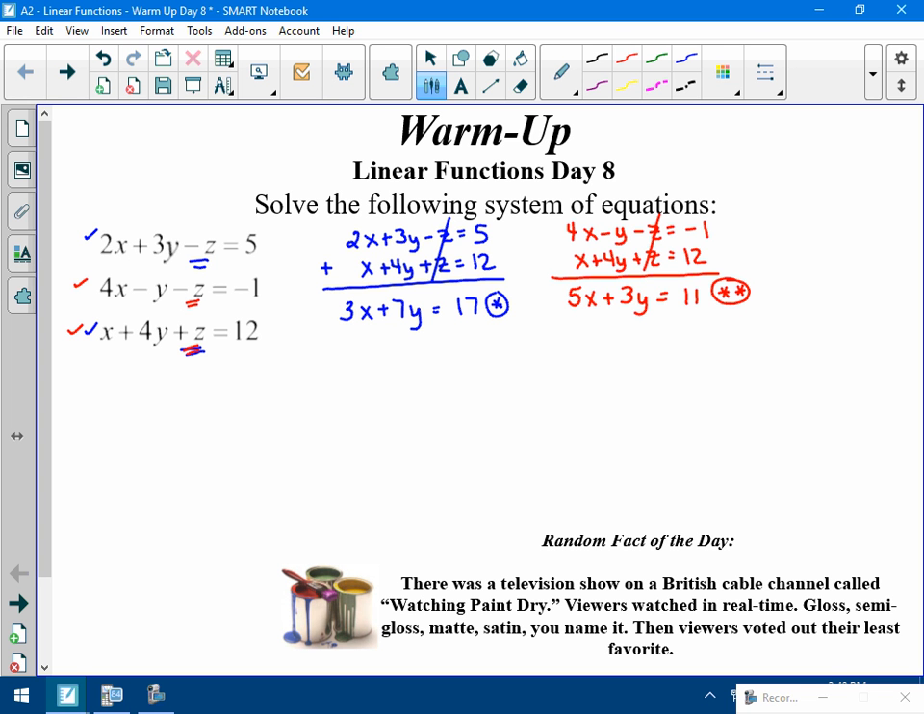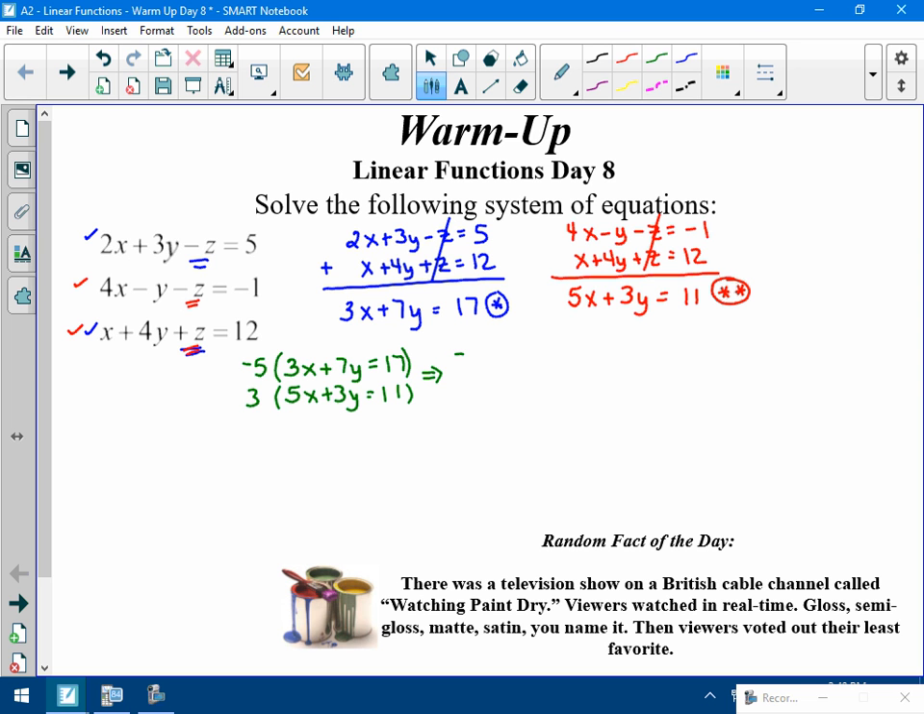So now I have two equations, both with only x's and y's. So our next step was to take those two equations and eliminate one of those variables. And it's up to you which one you eliminate. Do you want to eliminate x or y? I'm just going to go with x. Hopefully you agree with me. So if I do that, I'd have to multiply this one by -5 and this one by +3.